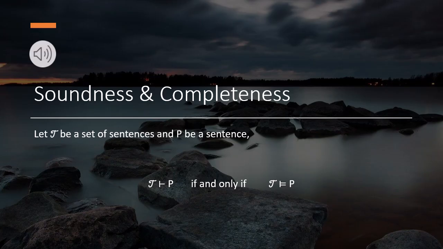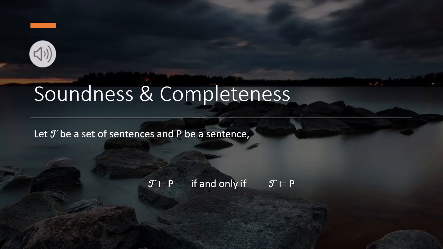We're now in a position to state the soundness and completeness theorem for first order logic. Here we'll let script T be a set of sentences, either finite or infinite, and P be some sentence, all in our first order language. The soundness and completeness theorems are the two sides of the following if and only if statement: there is a proof of P from the sentences in script T if and only if P is a first order consequence of those sentences in T. The only if part is the soundness theorem, and the if part is the completeness theorem.